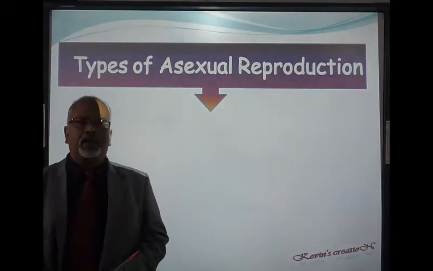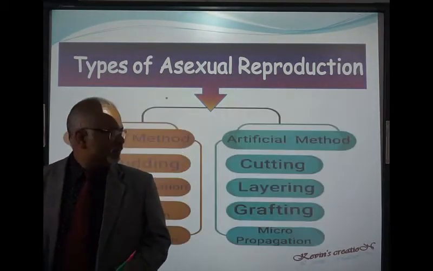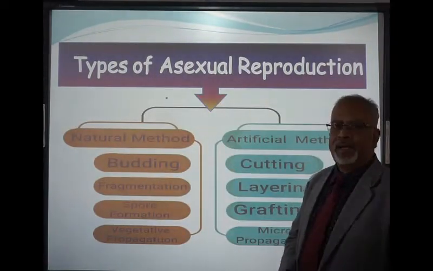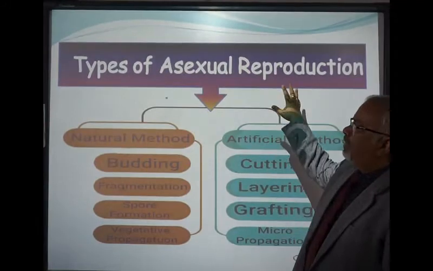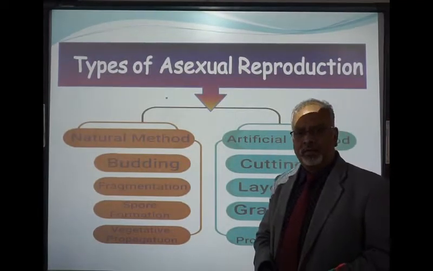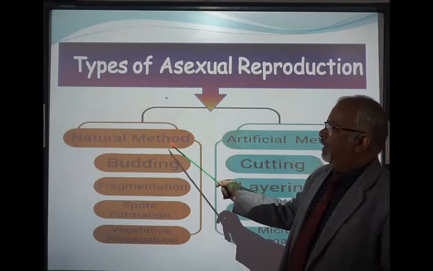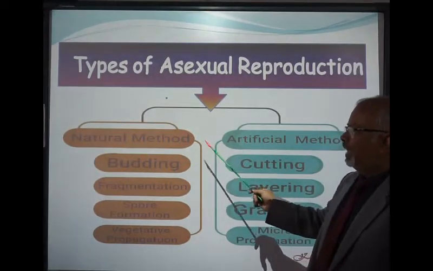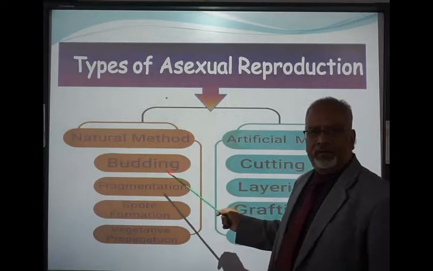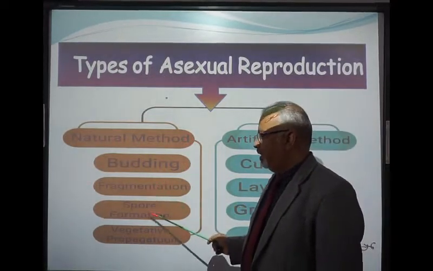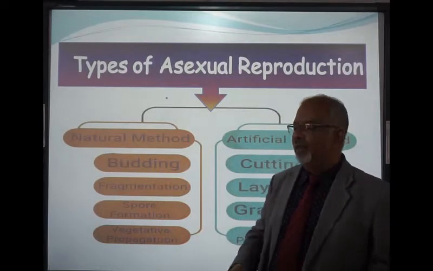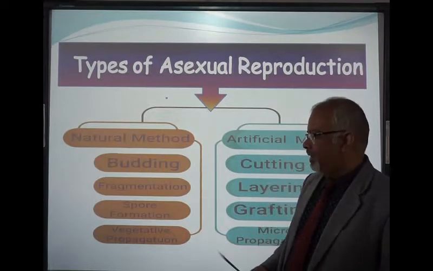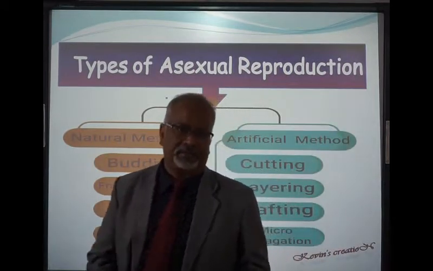Types of asexual reproduction. It is very easy for you to understand that asexual reproduction can be categorized into two categories. One, natural method, other one is artificial method. In the natural method, we have already finished budding, fragmentation, spore formation. And today we will be doing the last one, that is vegetative propagation, which happens in the higher plants.